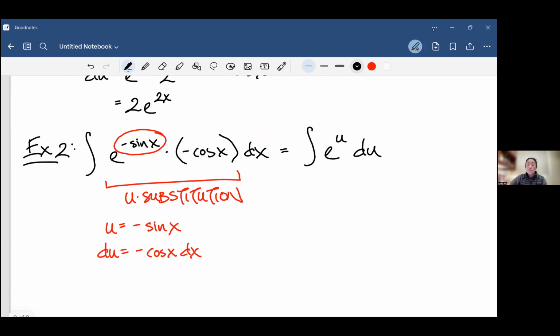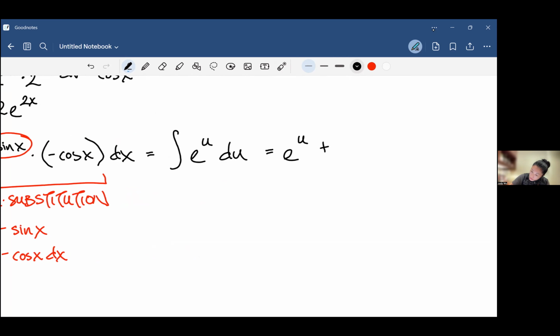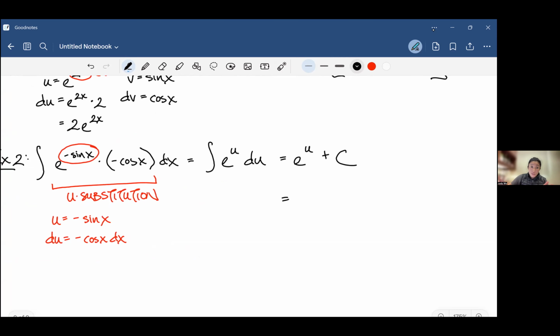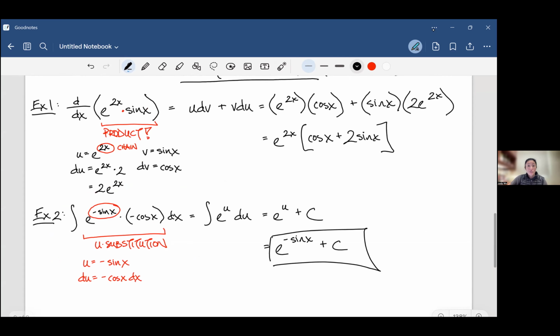This is the strategy I'm really looking for us to do on these exams. Integration by parts, all that other stuff we learned, great. But before we try those, it would be a really good idea to just try u substitution and see if it works. Okay. Now we know the integral of e to the u is just e to the u plus c. And our last step, we want to go ahead and put back in our u. So we'll get e to the negative sine x plus c as our integral of that original question.